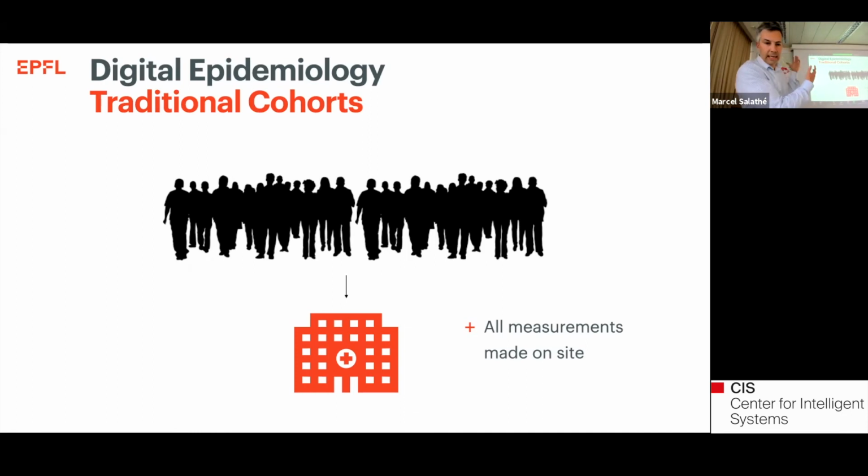And cohorts, classically, you have patients go to a hospital, and then hospitals run cohorts, cancer cohorts, diabetes cohorts, you name it. But it's always around a particular disease. And people go there either because they have to go there or they are invited to go there. And then measurements are made on site. Hospitals are extremely good places to do this.